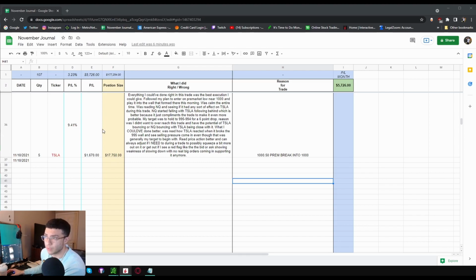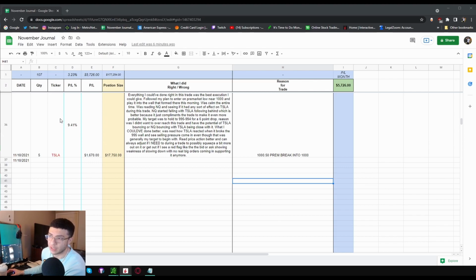And then here's my profit. I made $1,700 on the trade. I'm just gonna round that up, $30 away. So I made $1,700 on the trade, and you see here I calculated my P&L percent on this trade by itself, and that I made 9.4% on the trade, which is pretty good.